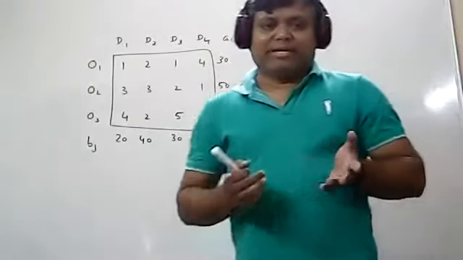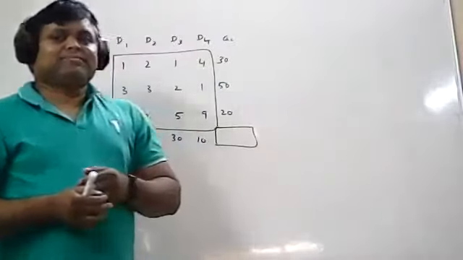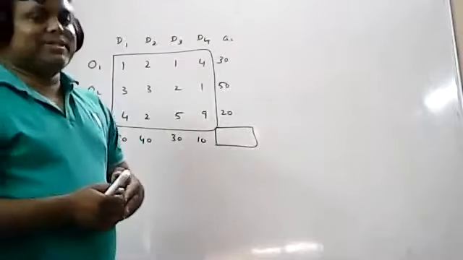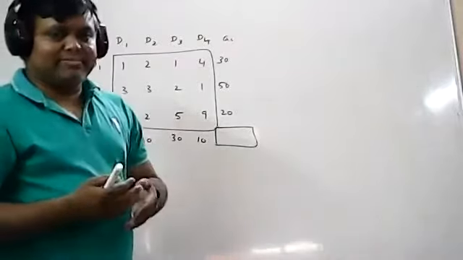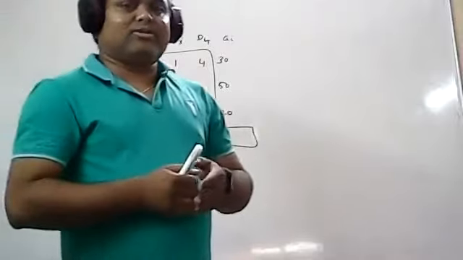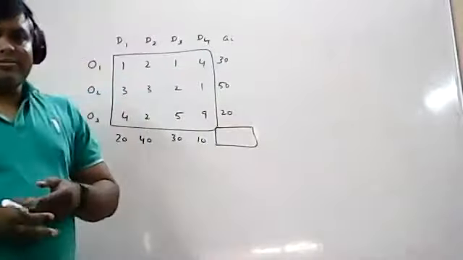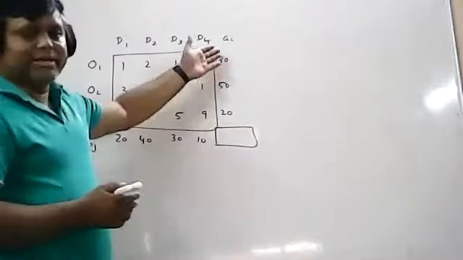If you want to apply any IBFS method, the first step is you have to check whether summation ai equals summation bj or not. If it is not equal, then you have to make it equal by introducing a dummy row or dummy column. Earlier we have discussed this already. If it is equal, directly we apply.